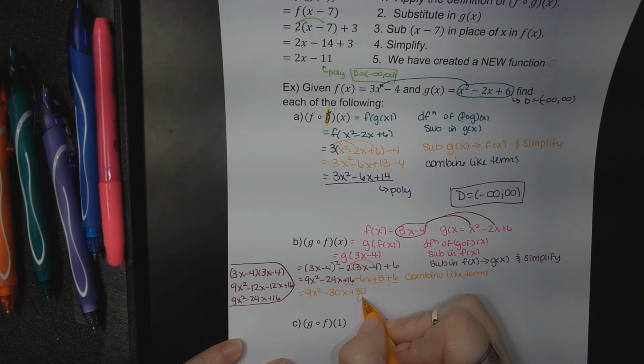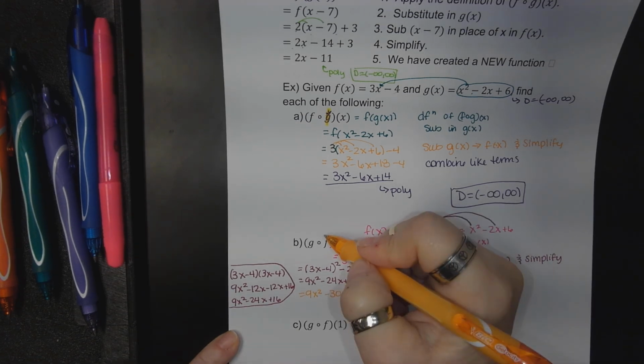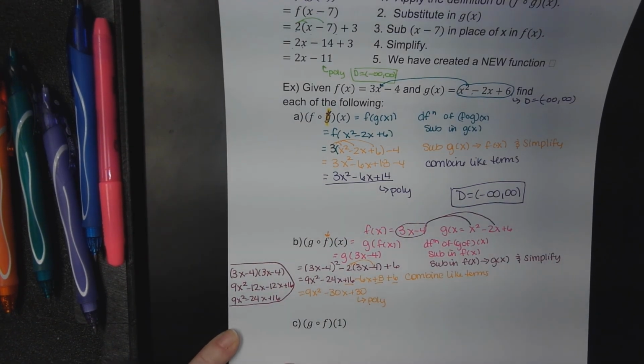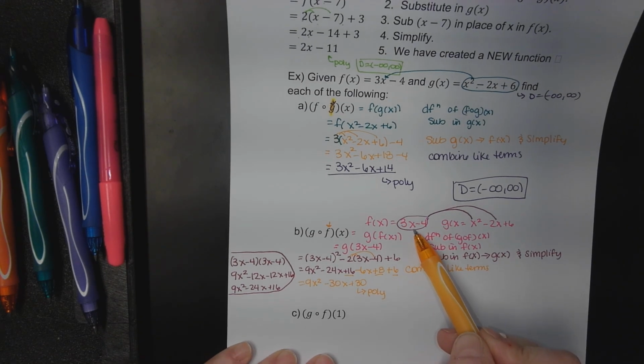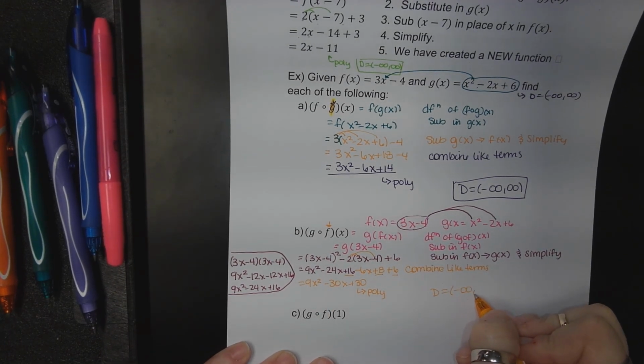So here we created a polynomial. Our first operating function this time was f. If we look at f, it was a polynomial too, so its domain was all real numbers. We created a polynomial, so we know our domain, once again, is all real numbers.